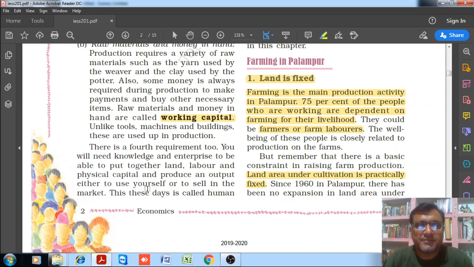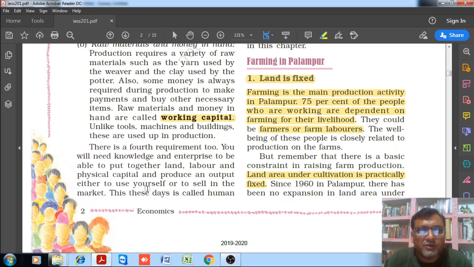Hello everyone. I welcome you to the third part of the chapter, The Story of Village Palampur, the first chapter of economics from class 9th. In this video we are going to study the farm activities, how farming is done in village Palampur. There are different aspects, and one by one we will study the farming activities of Palampur.